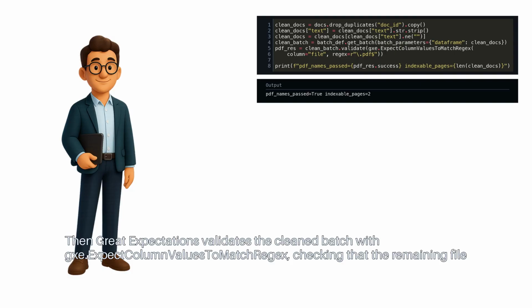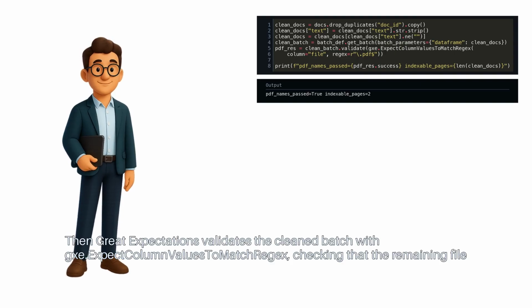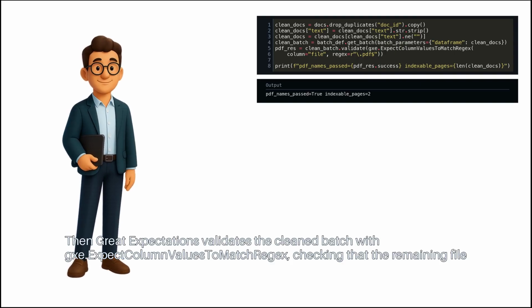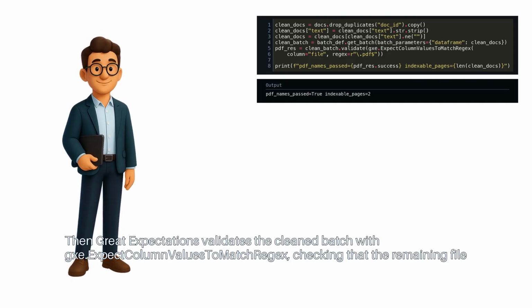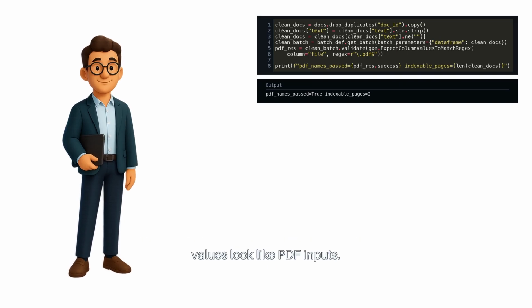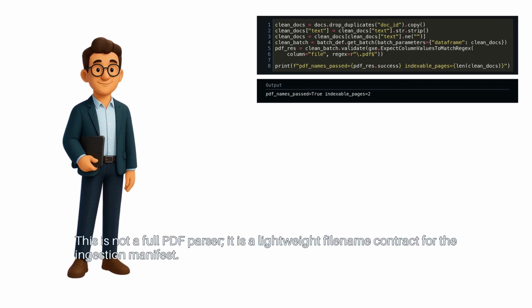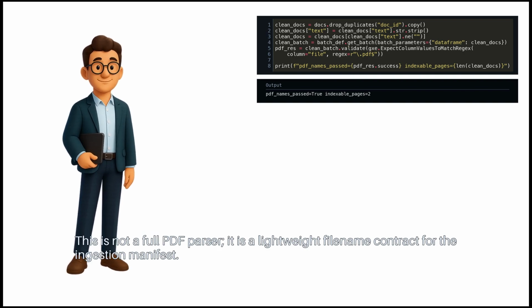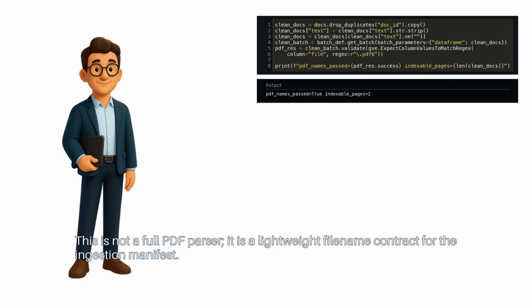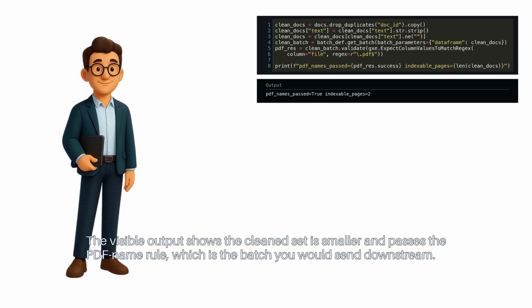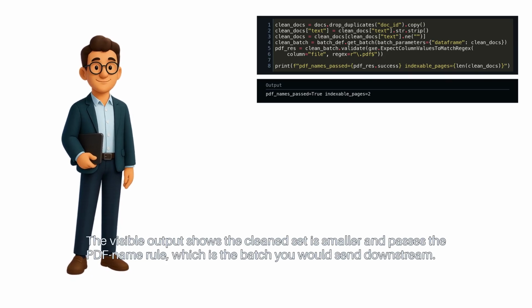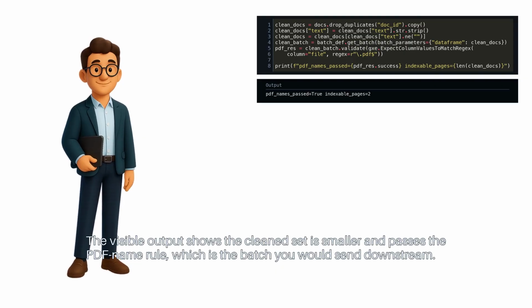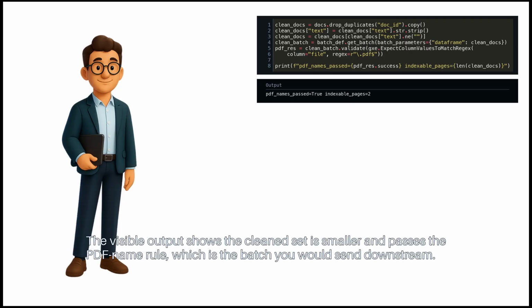Then, Great Expectations validates the cleaned batch with gxe.ExpectColumnValuesToMatchRegex, checking that the remaining file values look like PDF inputs. This is not a full PDF parser. It is a lightweight file name contract for the ingestion manifest. The visible output shows the clean set is smaller and passes the PDF name rule, which is the batch you would send downstream.